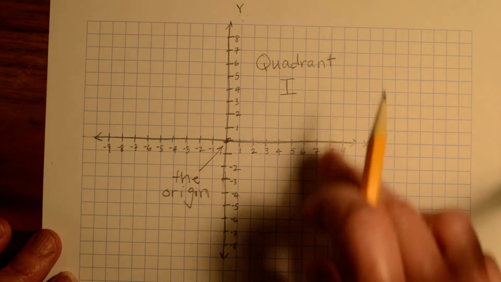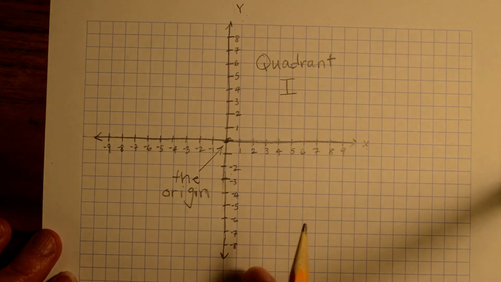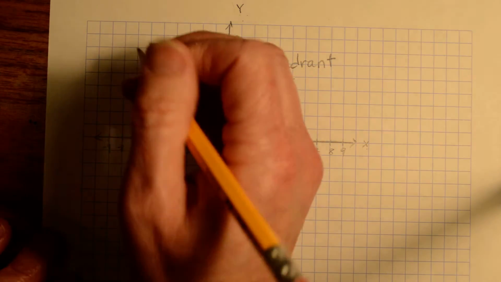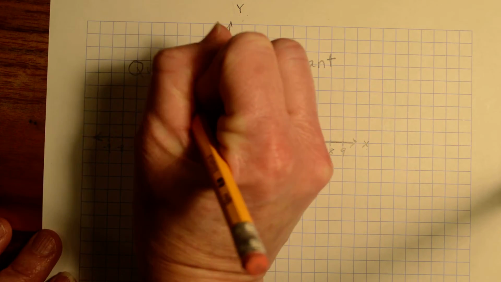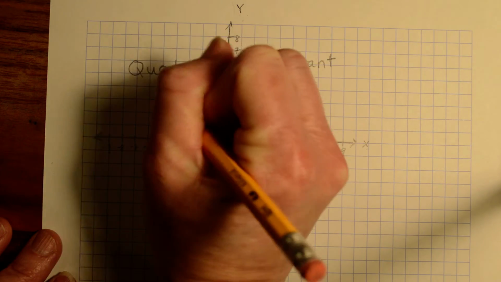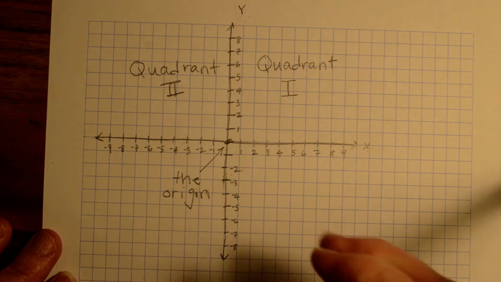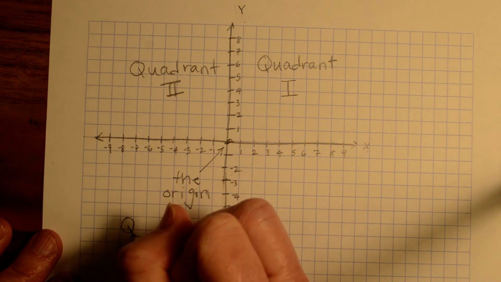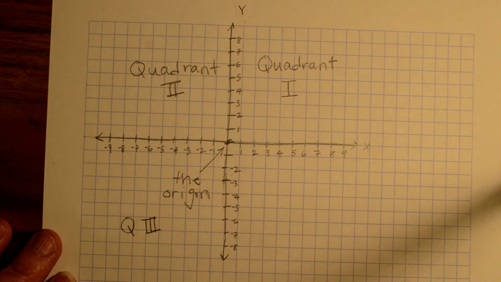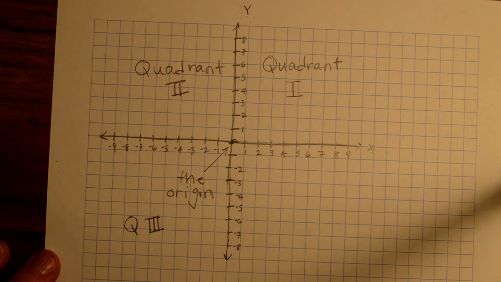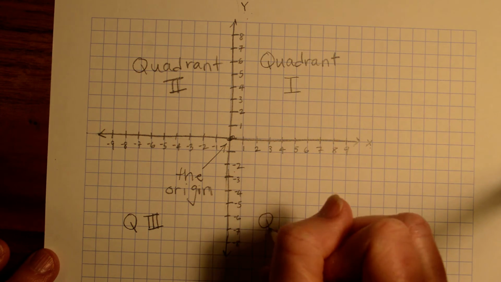You might think that we would go clockwise like this, and this would be quadrant 2, but in fact this is quadrant 2. Again, I'm using Roman numerals. This one down here is quadrant 3. Just to save space, I'm going to write Q3 because we're going to need to plot some points in there. And then this one is called quadrant 4.